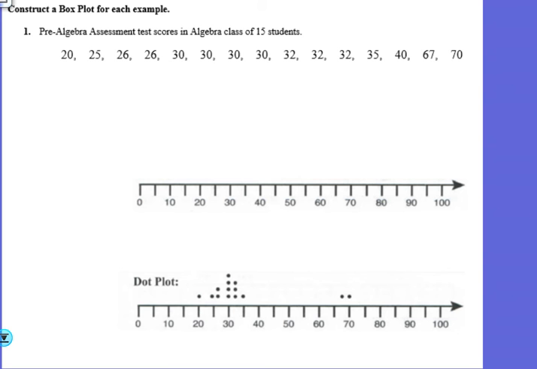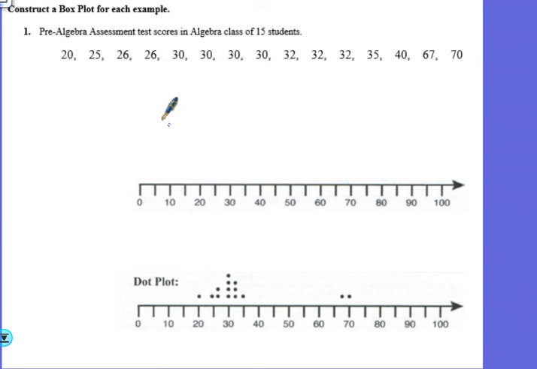Construct a box plot for each example. So number 1. This represents pre-algebra assessment test scores in an algebra class of 15 students. Here's how we're going to find the 5-number summary.